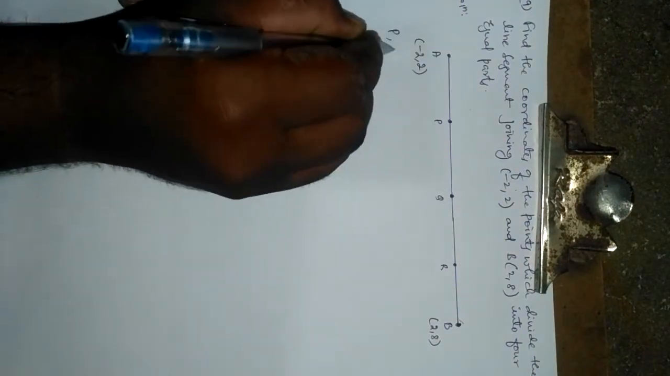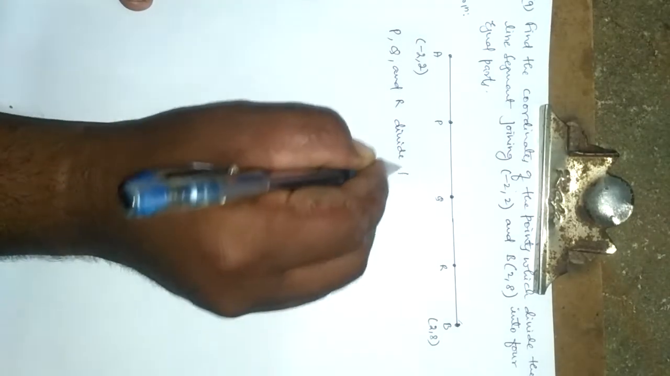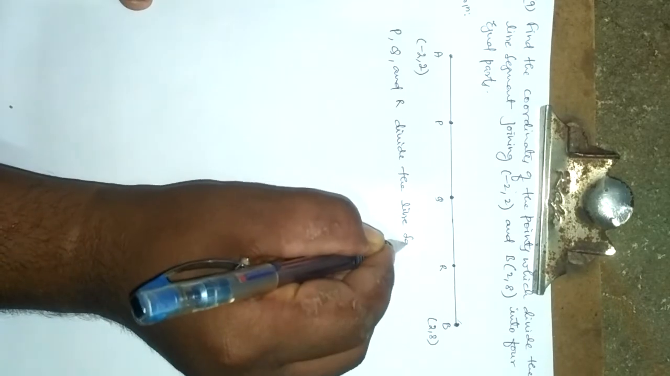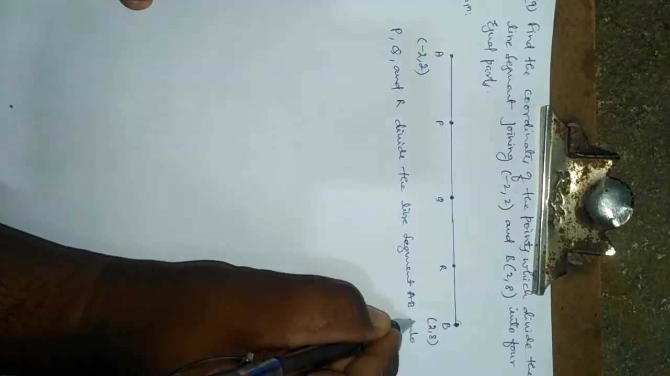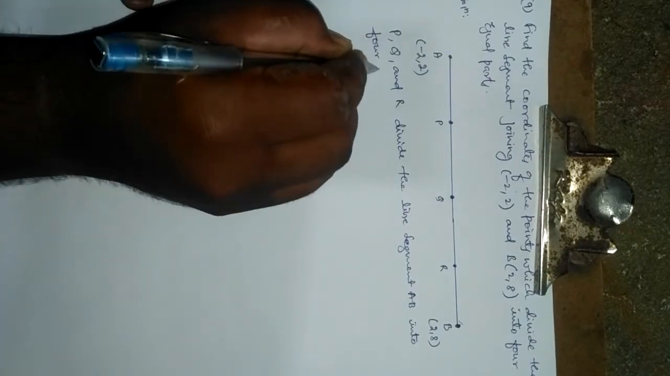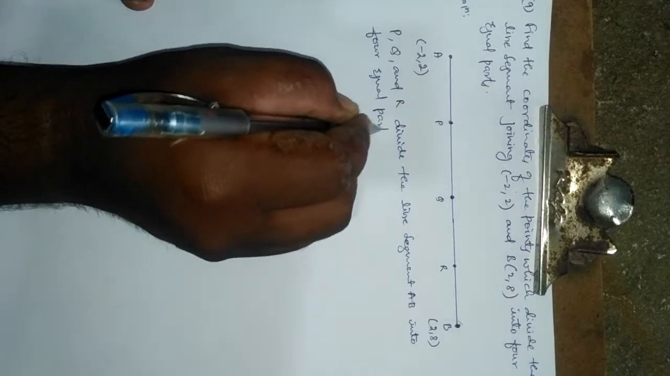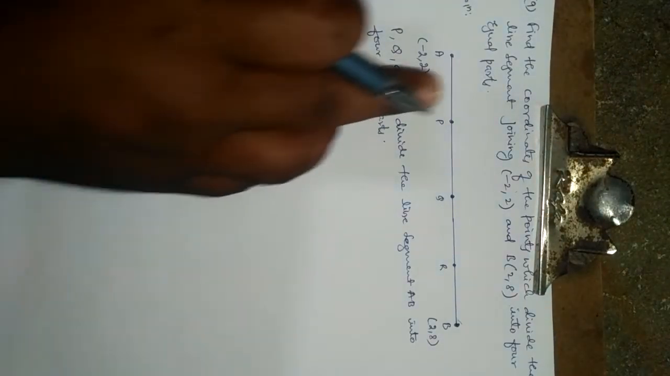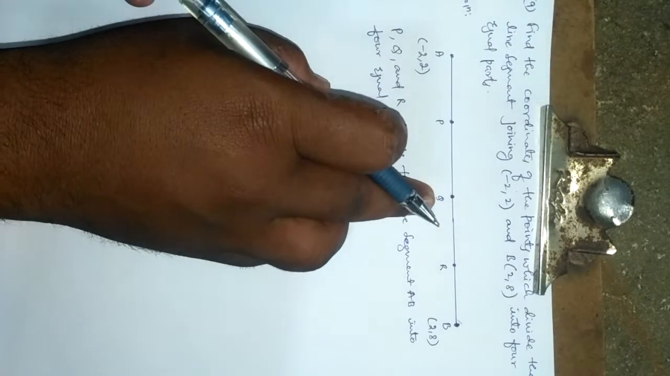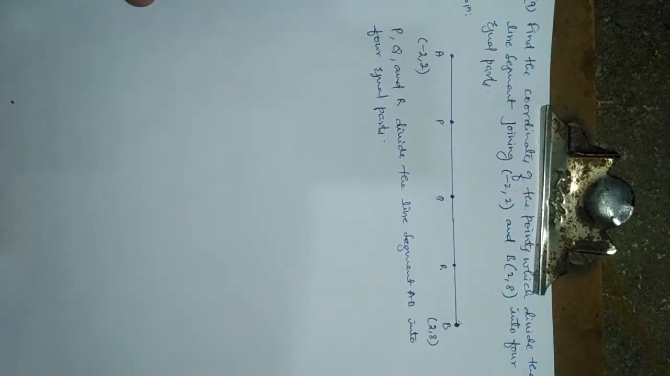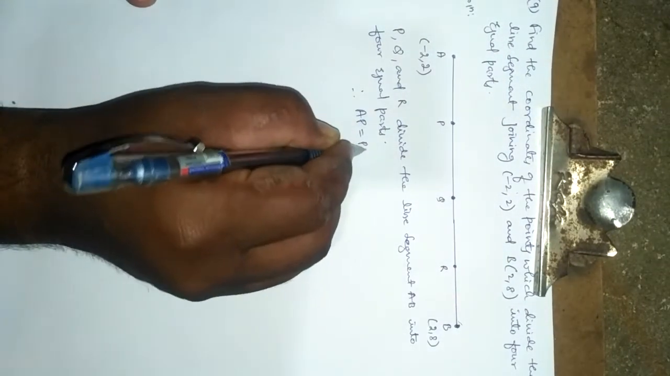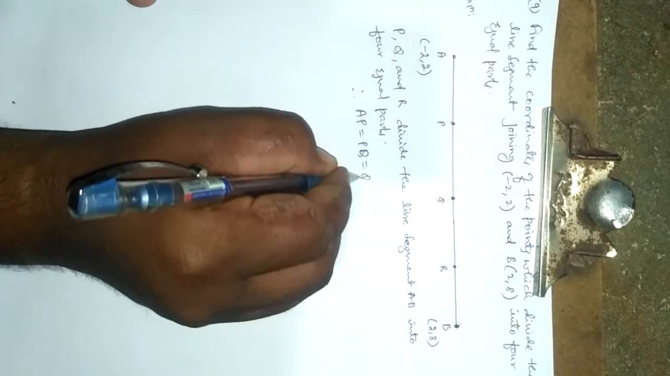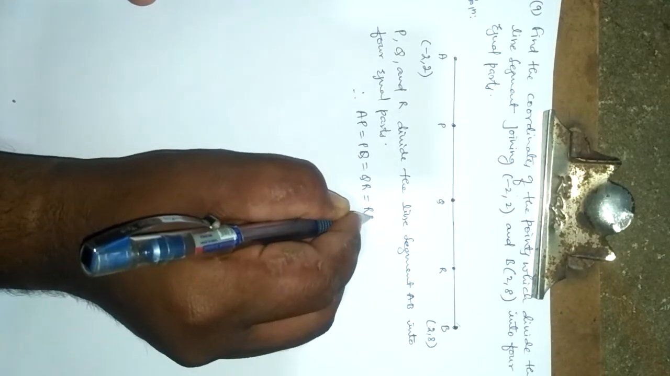Now P, Q and R divide the line segment AB into 4 equal parts. Now what do we have to find out? The coordinates of point P, point R and point Q. Therefore, AP is equal to PQ is equal to QR is equal to RB.